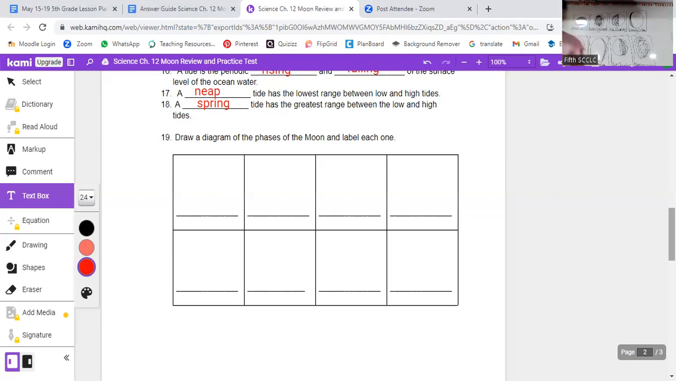Next diagram. I'm going to erase this one. Everybody's done? Okay. Good. On your next page, number 20. It says shade and label the diagram to show a solar eclipse. You have already done this once in your book, so this is not new.